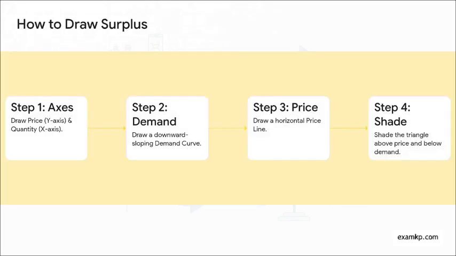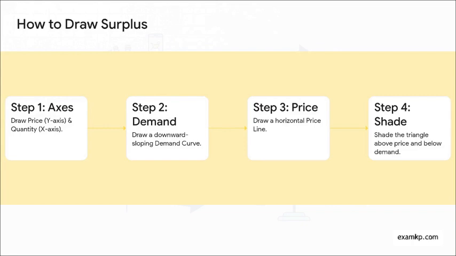Step 1, first things first, draw your axis. Price always goes on the vertical y-axis and quantity goes on the horizontal x-axis. Got it? Good. Step 2, now draw your demand curve. It should be sloping downwards from left to right. Step 3, draw in the market price line. This is just a straight horizontal line across the graph.